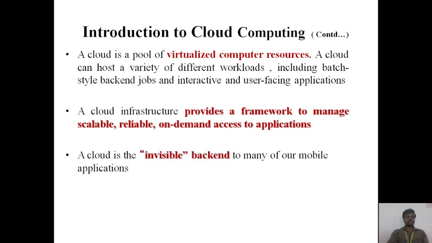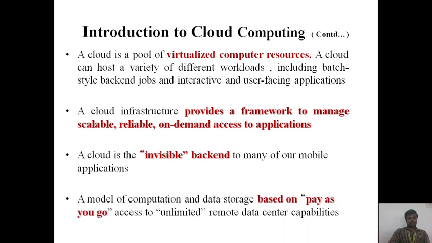Next one is that a cloud is the invisible backend to many of our mobile applications. Why do we say a cloud is invisible? It is available in some remote location, and from the remote location you access the data through the internet. Next, this cloud computing you can call a pay as you go model, because you pay only for what you use, and you can use the data whatever you want. That is why it is called the pay as you go model.